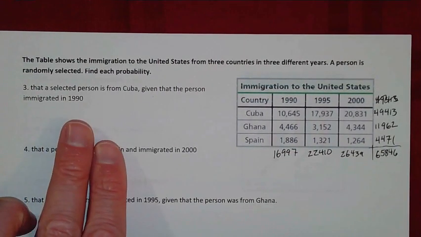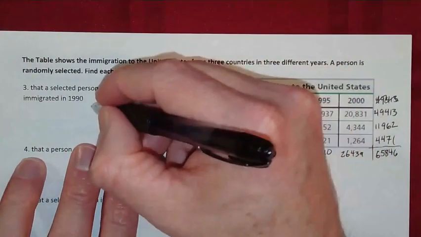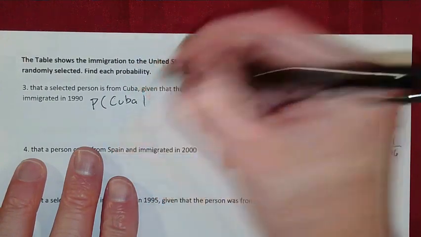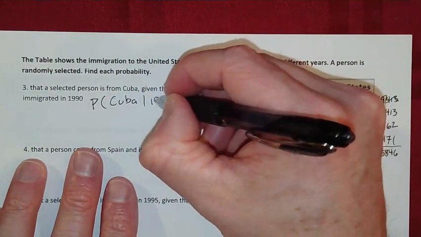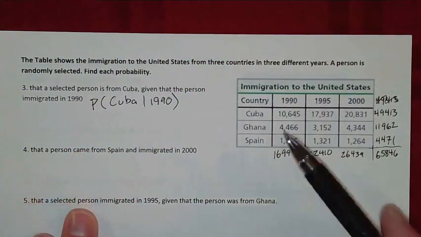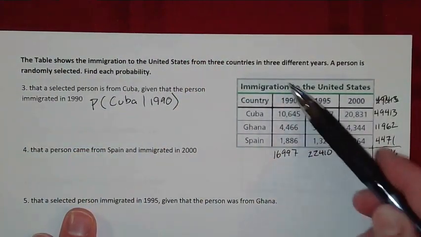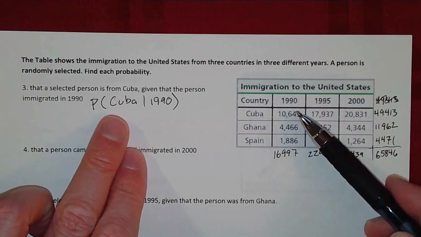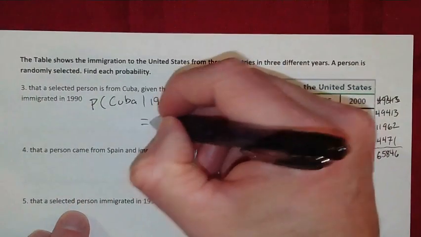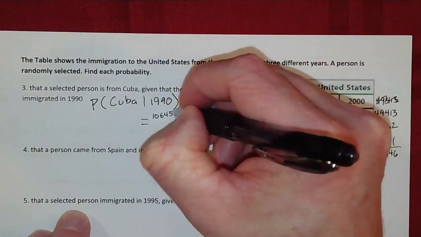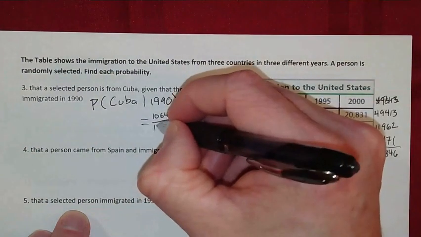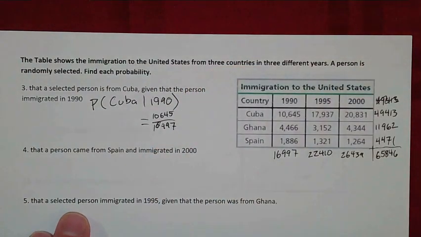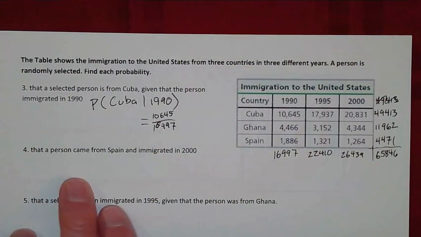Probability that a selected person is from Cuba, given, I'm going to write this out in math notation, probability of Cuba given that they immigrated in 1990. So I'm only looking at the 1990 category. Of the ones who immigrated in 1990, how many of those were from Cuba? Looks like 10,645 out of the 16,997 total. A little bit sloppy on that one.